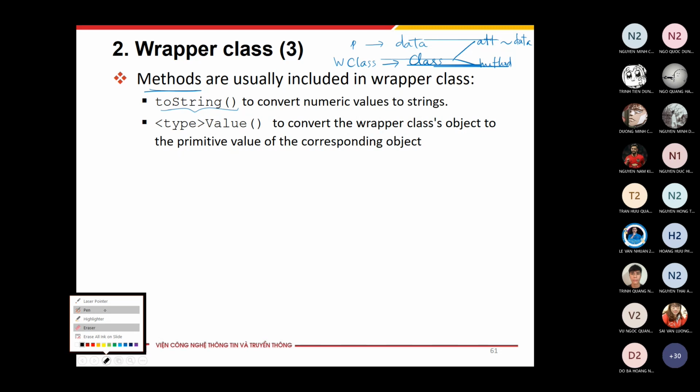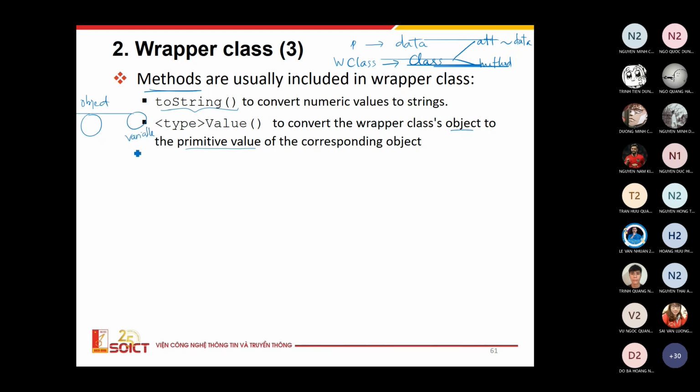This method allows you to convert the object into the primitive value. So one thing is you have the object, and you have the variable of primitive data type, for example. So with these two ways you can convert from the variable to string and from the object to the primitive value.